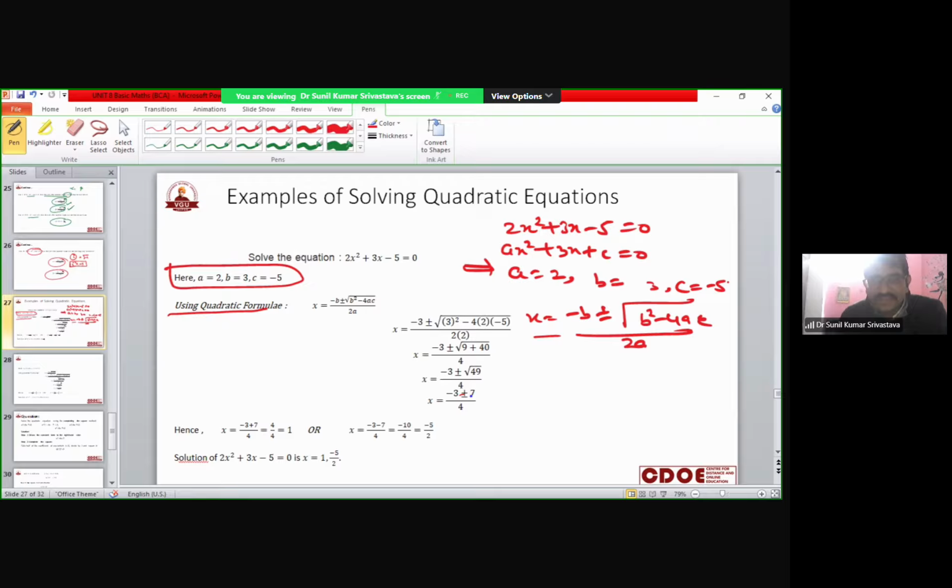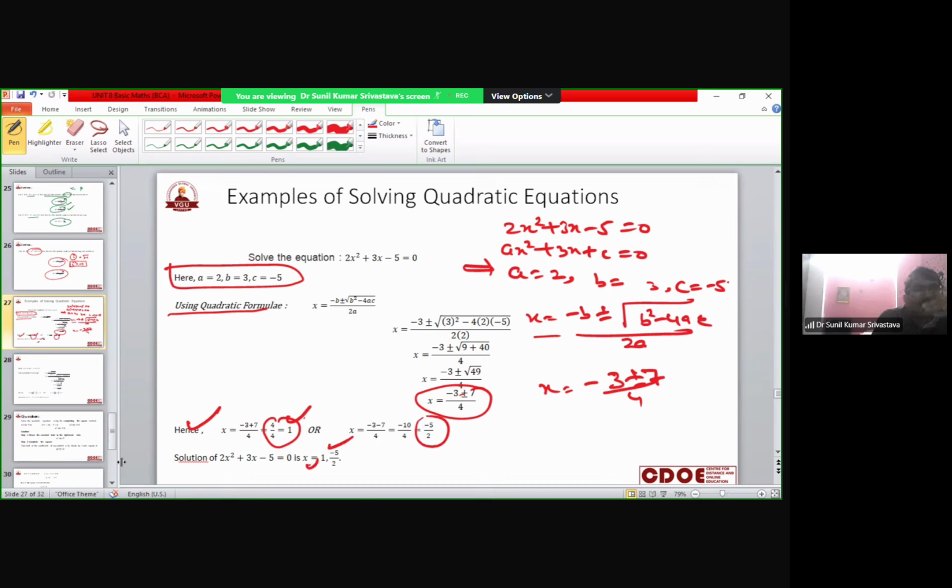Okay. So x is equal to minus 3 plus minus 7 upon 4. Upon taking the plus sign, minus 3 plus 7, what happened? 4. 4 by 4 is equal to 1. And taking the negative sign, minus 3 minus 7, that is minus 10 upon 4, the answer is minus 5 by 2. The solution will be x is equal to 1, x is equal to minus 5 by 2.